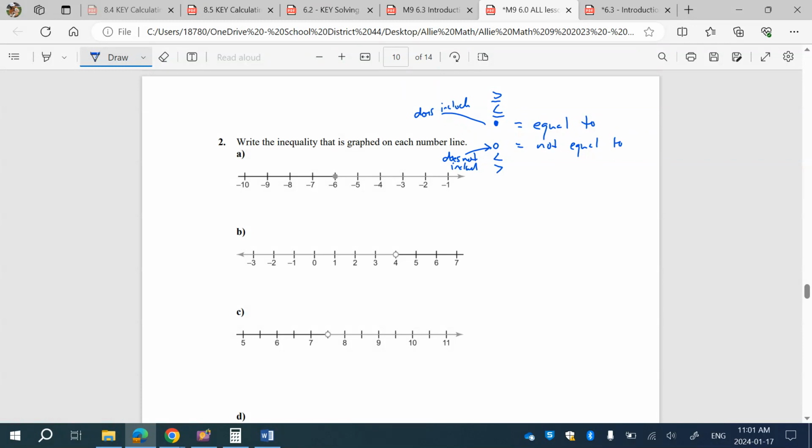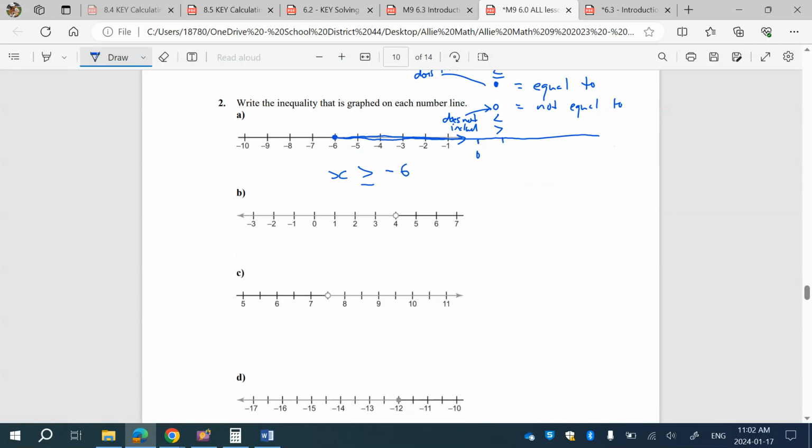Okay. So let's look at this one. It's a filled in dot, and if you can't see it, this line is going this way. So it's saying that our x is going to be greater than or equal to -6. And it's going up. So this would be like our 0. This would be our positive numbers. So it's going to occupy all of these numbers over here. So it's going to be greater than or equal to that -6.